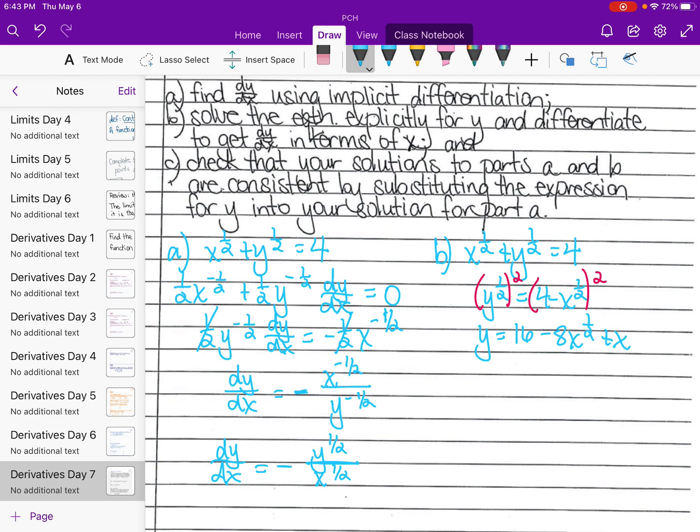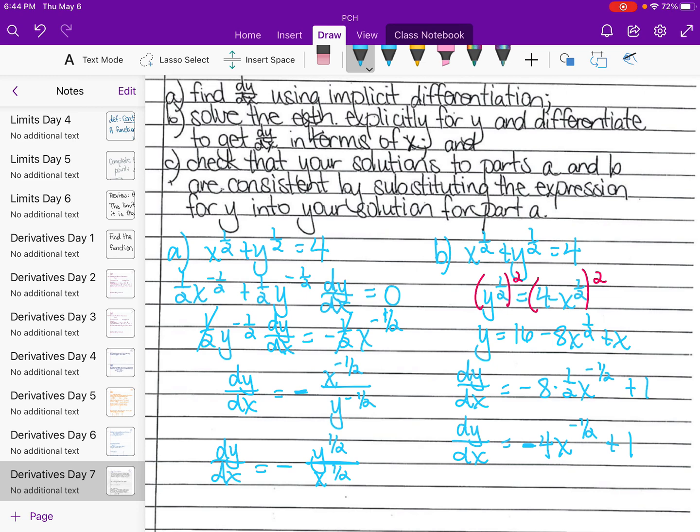So when I take the derivative of this, derivative of 16 is 0. 8's hanging on for the ride. Move the exponent in front and decrease the exponent by 1. And then the derivative of x is equal to 1. So I have something like that, right?